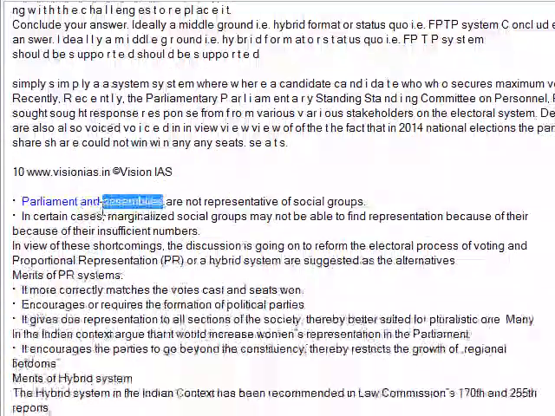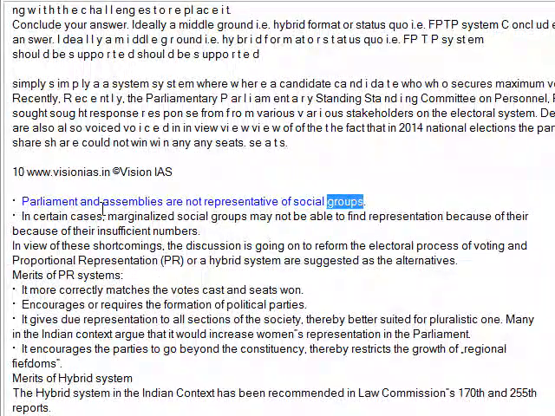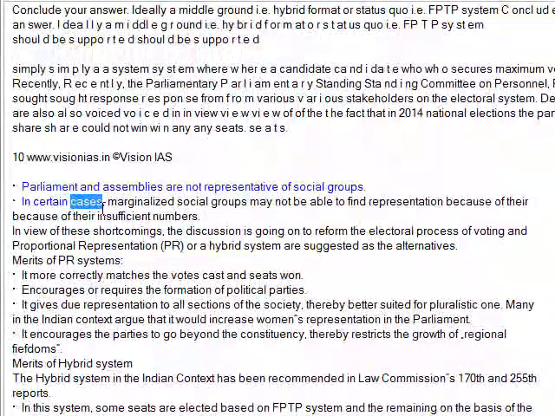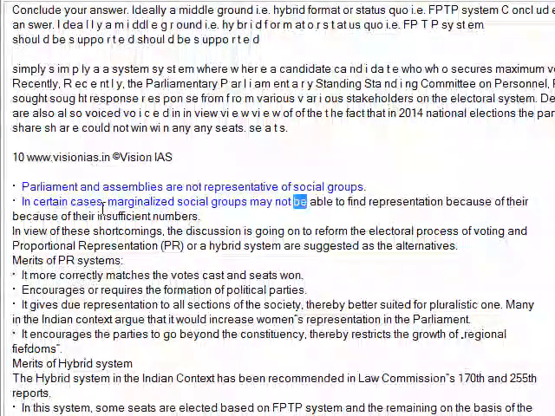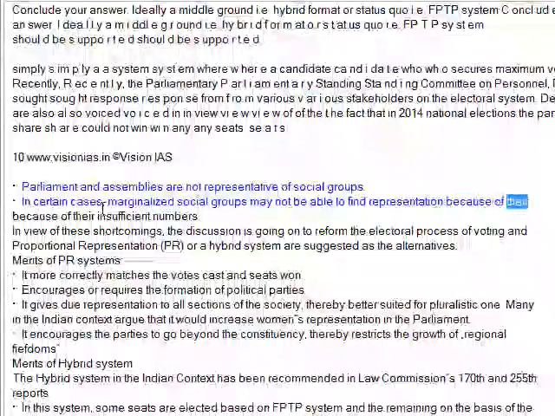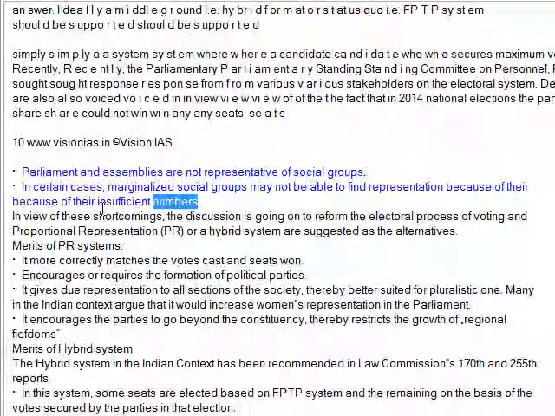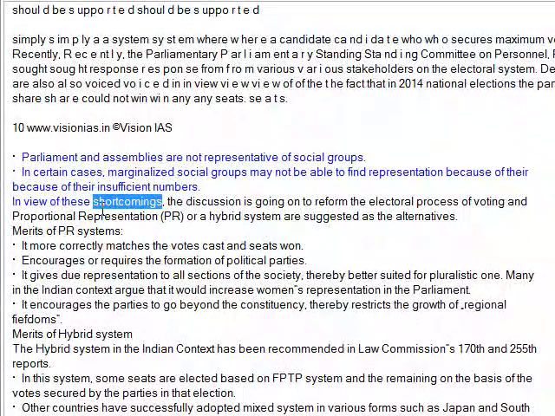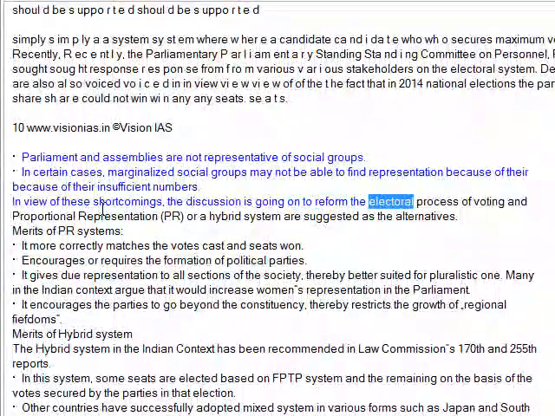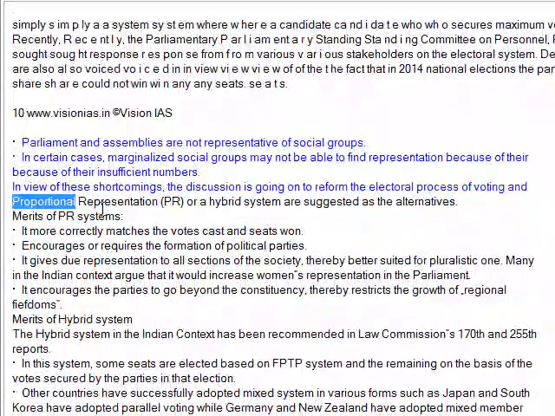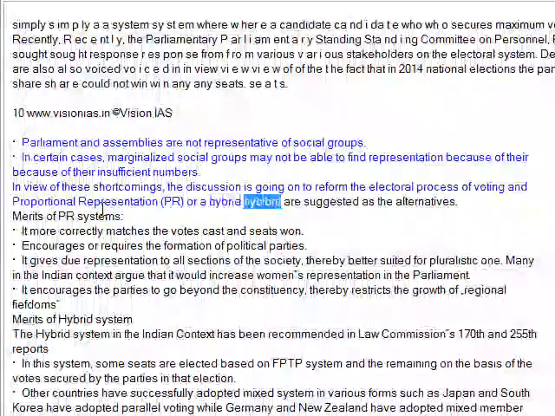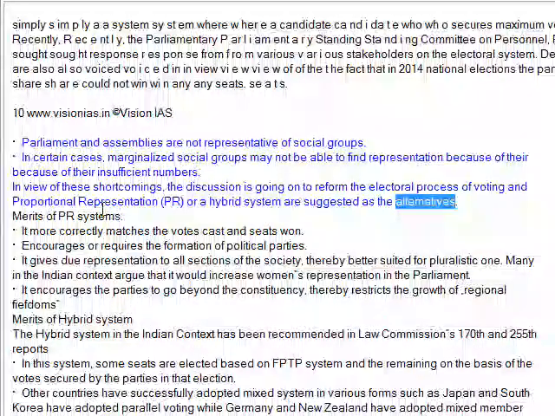Parliament and assemblies are not representative of social groups. In certain cases, marginalized social groups may not be able to find representation because of their insufficient numbers. In view of these shortcomings, discussion is going on to reform the electoral process of voting, and proportional representation (PR) or a hybrid system are suggested as the alternatives.